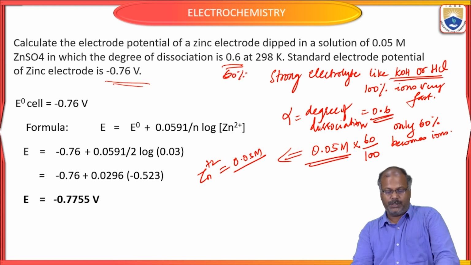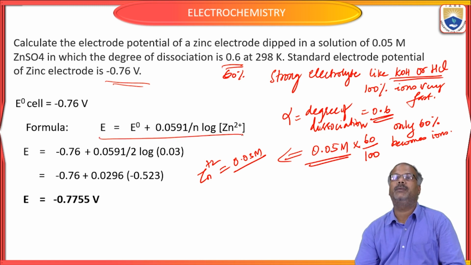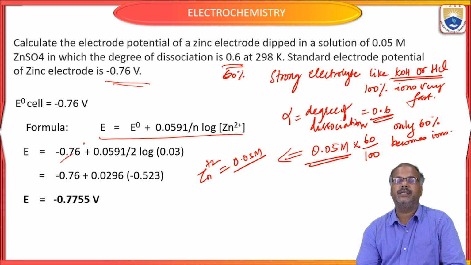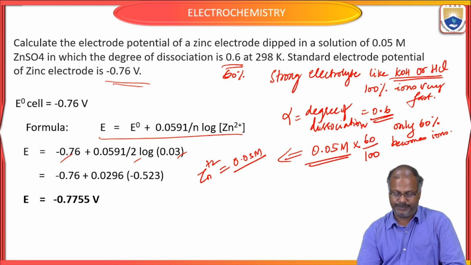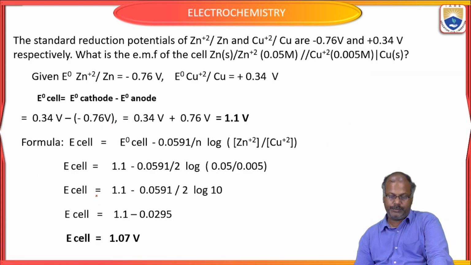Okay, so this is the Nernst equation formula. This is E naught, minus 0.76, n is equal to 2, concentration is 0.03, not 0.05. Okay, 0.03, because 60% is the degree of dissociation alpha. So this is the answer if you calculate.